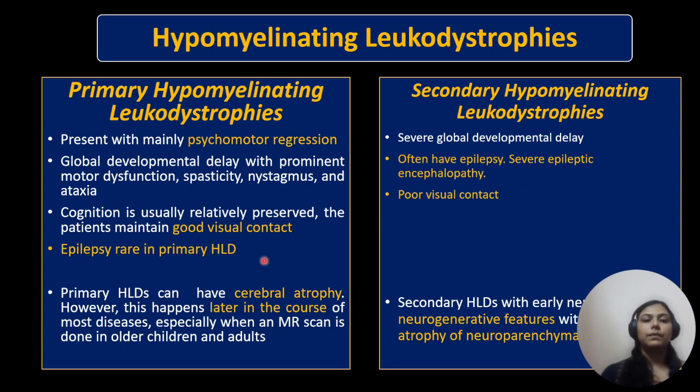On imaging, primary hypomyelinating leukodystrophies can show cerebral atrophy, but this usually happens later in the course of most diseases, especially if we image the patients when they are older or in adult age. Secondary hypomyelinating leukodystrophies, on the other hand, have neurodegenerative features with predominant atrophy of neuroparenchyma even in the earlier stages of the disease.